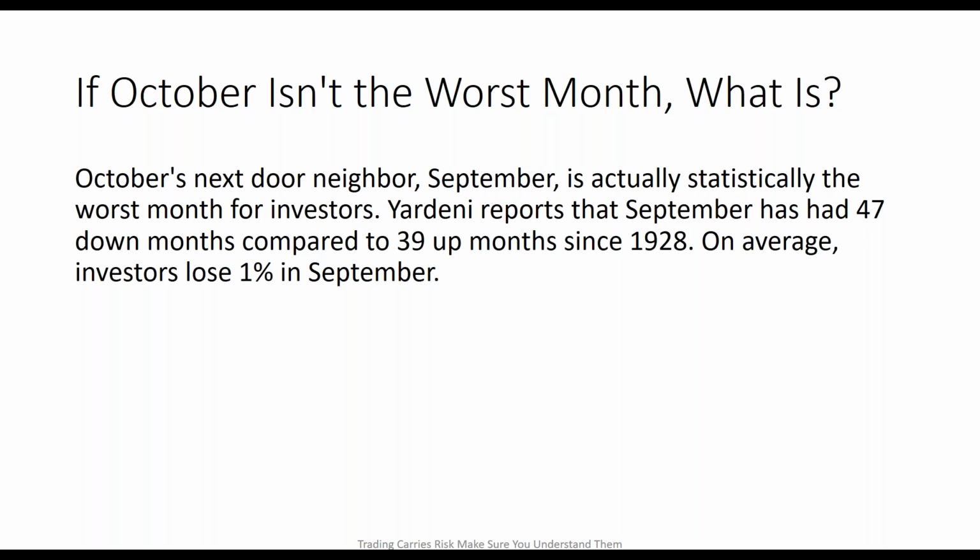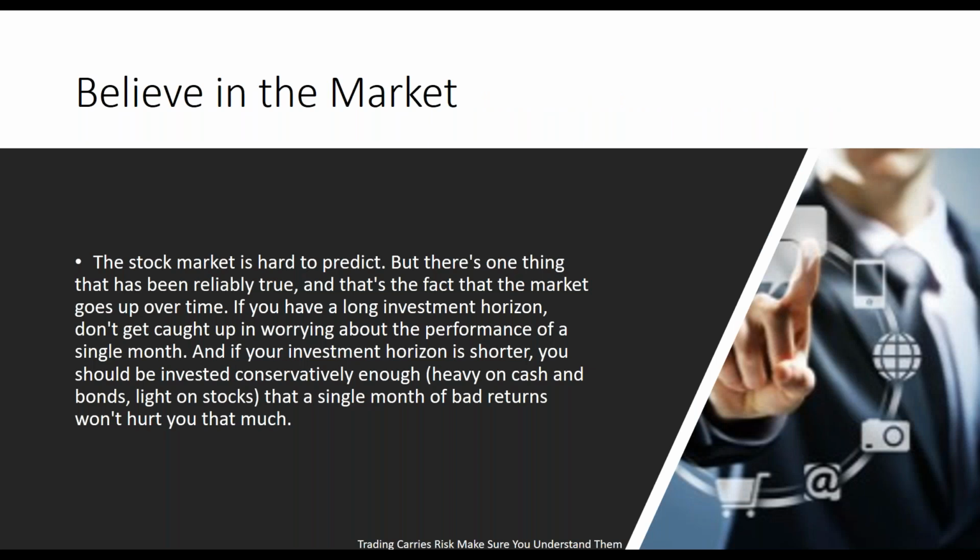Now, October's next door neighbor, September, is actually statistically the worst month for investors. September has had 47 down months compared to 39 up months since 1928. On average, investors lose 1% in September. So maybe the best thing to do is sell in August, be out of the markets in September, enter back in November, and ride it out through the first of the year. But there is actually a way to do this and predict when you should be entering and exiting.